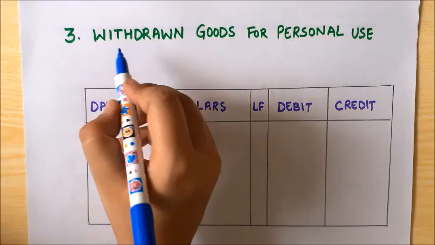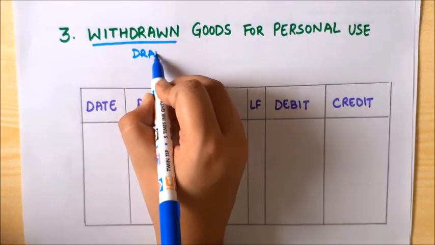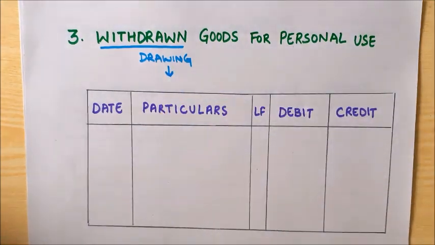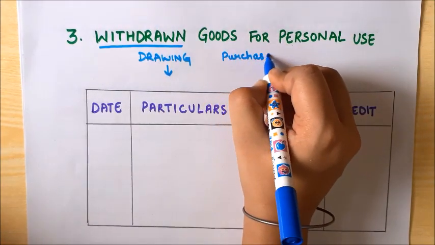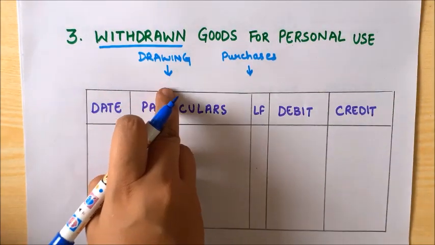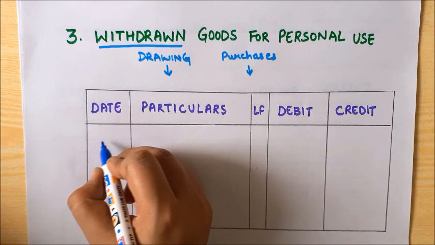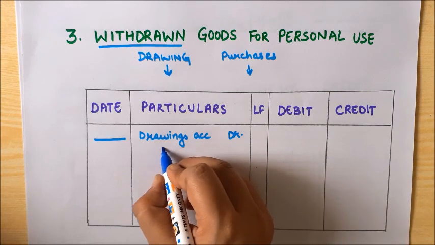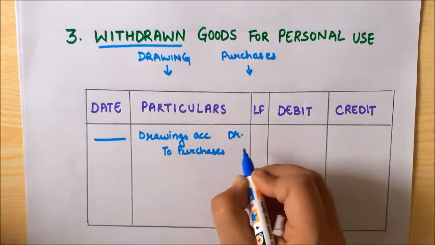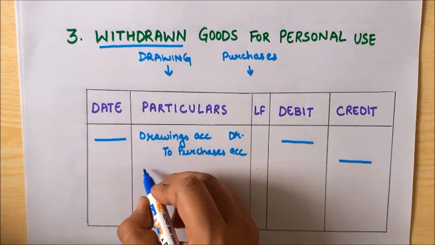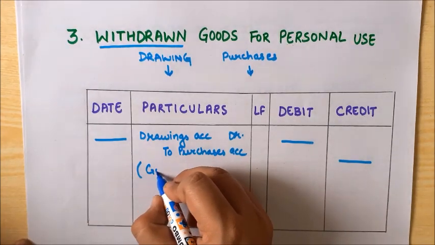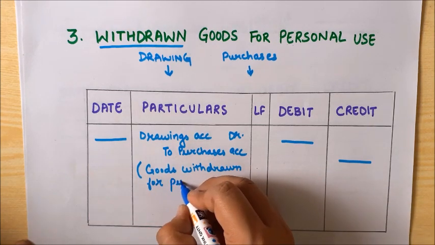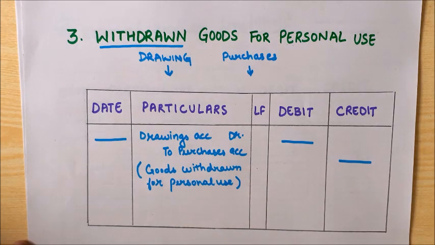The next very important entry is when goods are withdrawn for personal use. Here, the withdrawal will be treated as drawings, and again your goods are decreasing, so you will consider it as purchases, not sales, because you're not selling any goods. So the necessary journal entry will be, first you will write the date, drawings account debited to purchases account. You will write the debit and credit amount. Narration is very important: goods withdrawn for personal use.